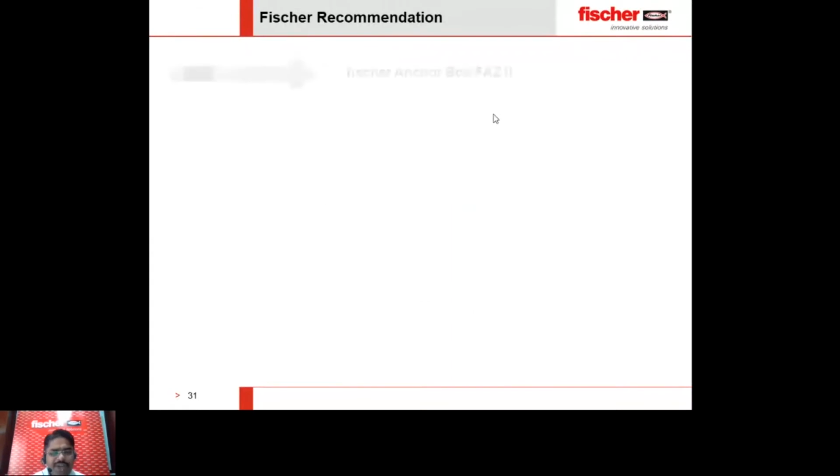So what does Fischer recommend for this? Fischer recommends the Fischer anchor bolt FAZ2, which is available with a dome nut also, which is good in looks. This is a friction controlled anchor, so it's basically working based on the friction principle.